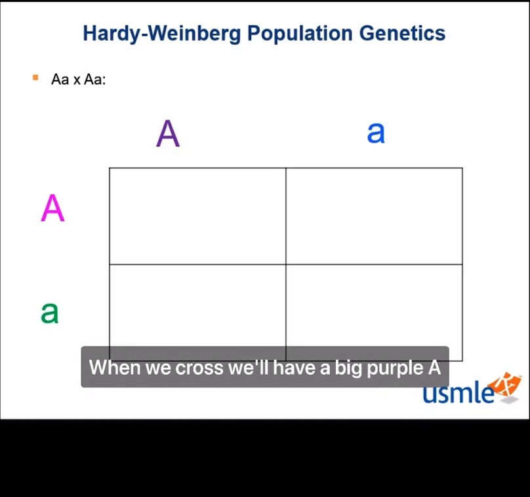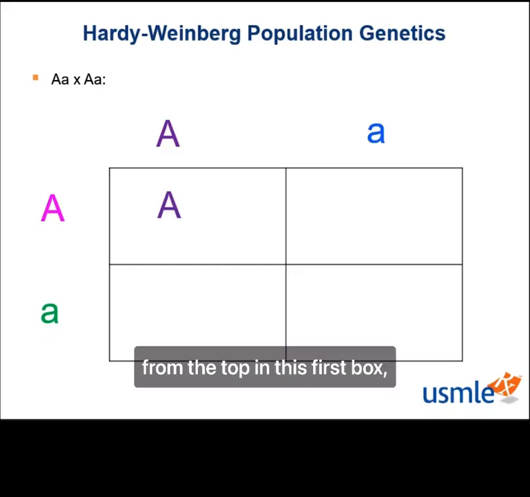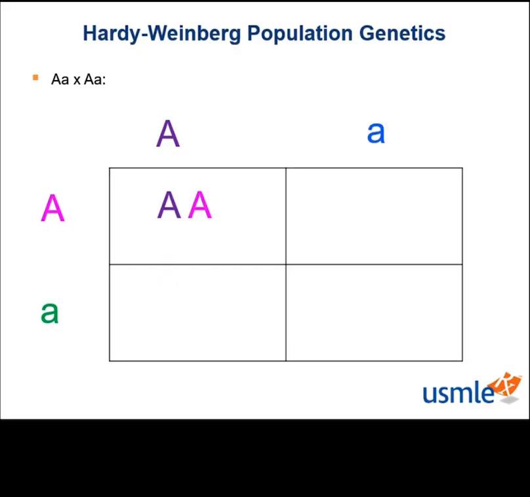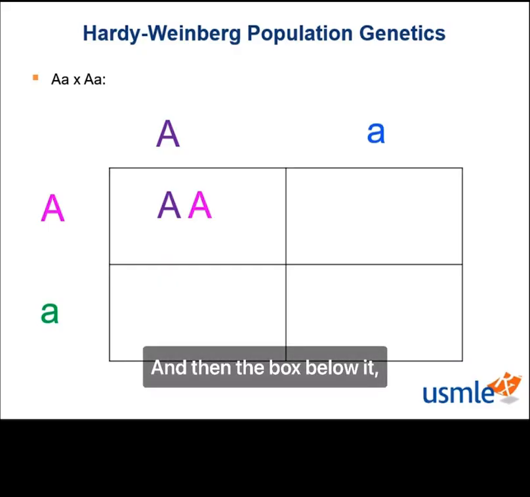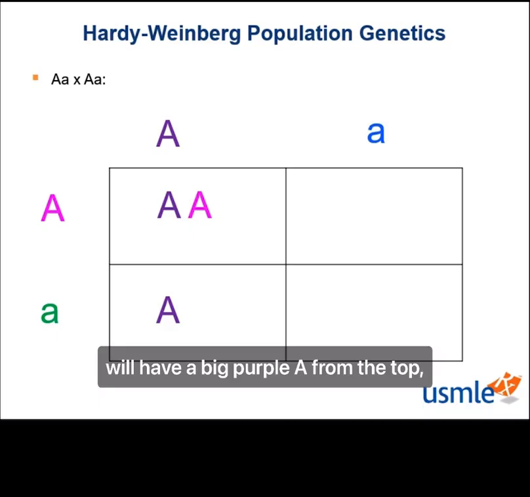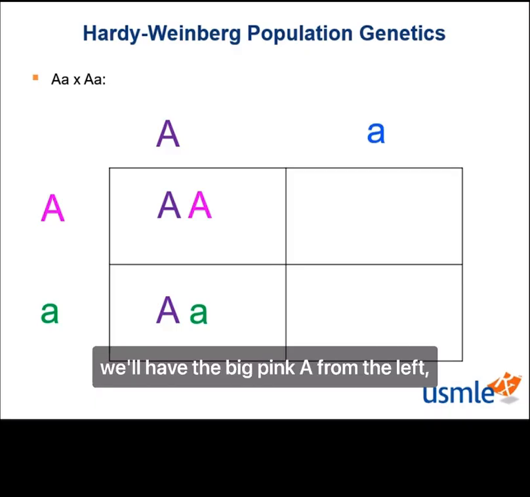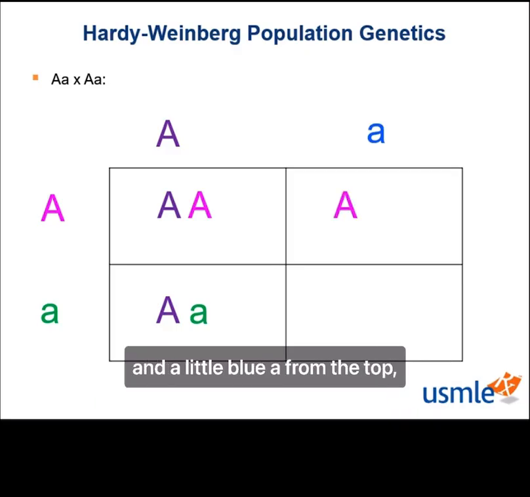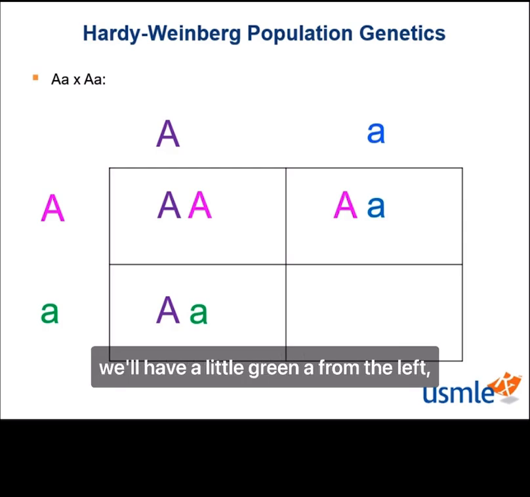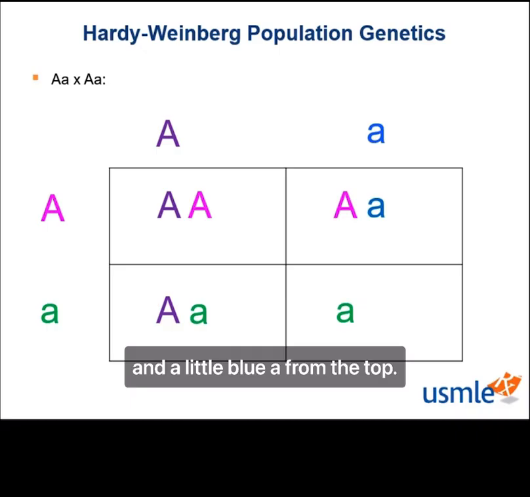When we cross, we'll have a big purple A from the top in this first box and a big pink A from the left. And in the box below it, we'll have a big purple A from the top and a little green a from the left. Now in this top right box, we'll have the big pink A from the left and a little blue a from the top. And finally in this bottom box, we'll have a little green a from the left and a little blue a from the top.